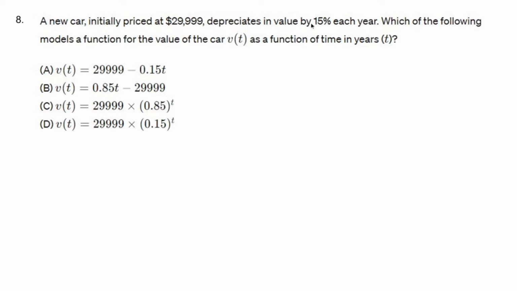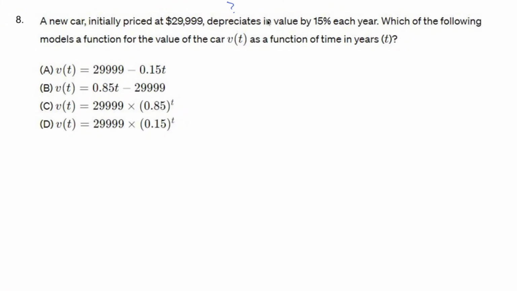$999, depreciates in value by 15% each year. Depreciates, that means loses its value. And in this case, it loses its value by 8%. Which of the following models a function for the value of the car v of t as a function of time in years?